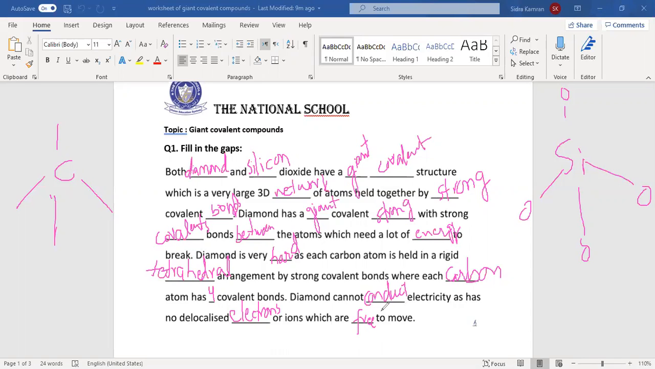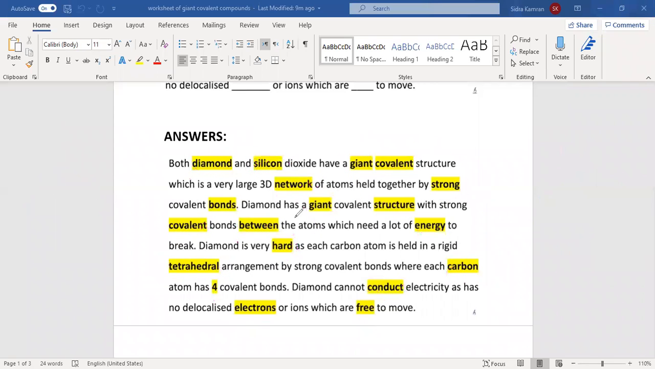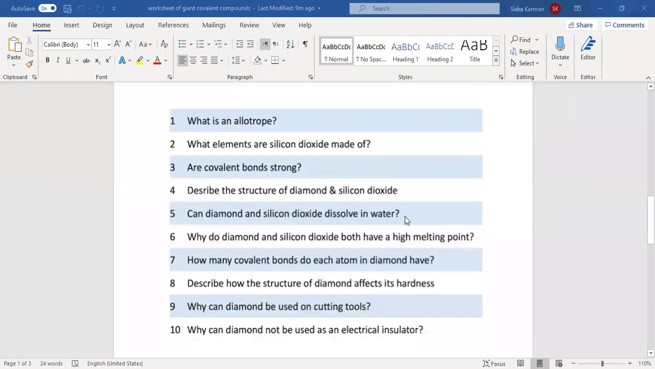Now you are able to fill these gaps. Here I have also written the answers, so those who have missed this can note down the answers from here. Next, we have the short question answers. 10 short question answers. Now answer these questions.